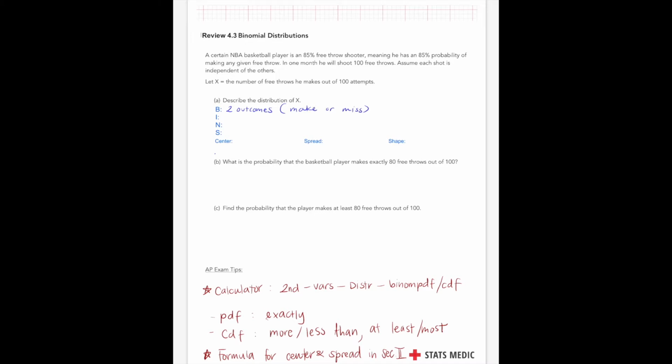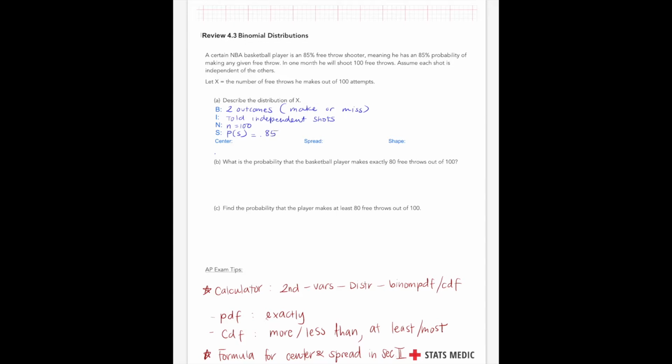Secondly, we have I for independent, and we were told that the shots were independent of each other, so I'm just going to write that down. And then N stands for fixed number of trials, which is 100 shots. And then S is for the probability of success. So the probability of succeeding is 85% that this person will make his free throw shot.